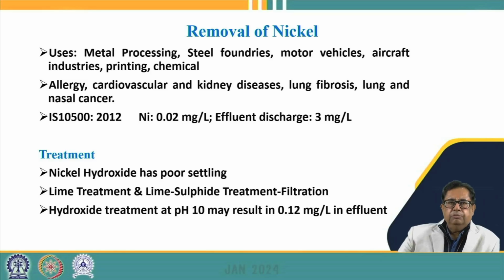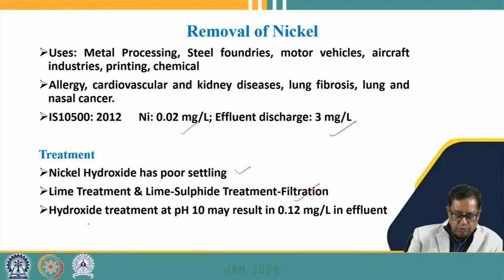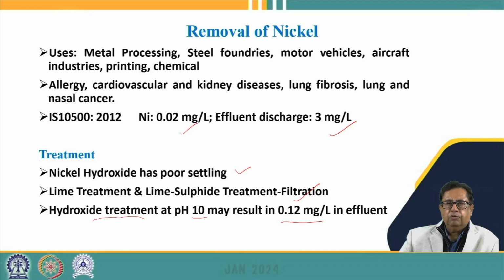Nickel may be used in metal processing, steel foundries, motor vehicles, aircraft industries, printing, as well as the chemical industries. When we take a high amount of nickel, it may lead to allergy, cardiovascular and kidney diseases, lung fibrosis, and lung and nasal cancer. In drinking water, nickel should not exceed 0.02 milligram per liter, whereas in the effluent discharge, it should not exceed 3 milligrams per liter. When we want to remove it by the precipitation method, nickel hydroxide has very poor settling characteristics, and lime sulfide treatment and filtration may lead to the removal of the nickel. For example, it has been shown that hydroxide treatment at pH 10 can result in around 0.12 milligram per liter of nickel in the effluent.